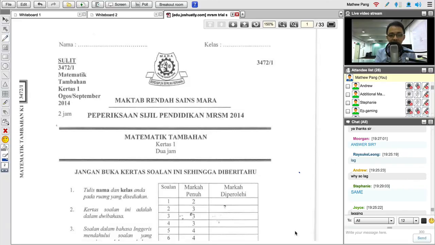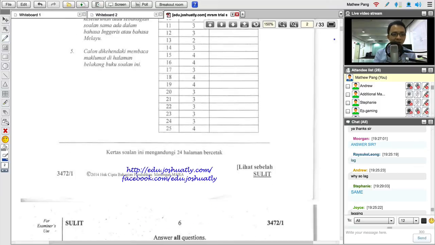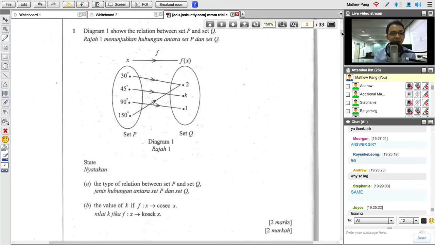Alright, so today we're going to discuss paper one, the MRSM 2014. It's a MX paper one, a 2-hour paper. I actually got this paper from a website called edujoshuali.com, something like that, but this is not important. Okay, so now let's have a look at the first question over here.